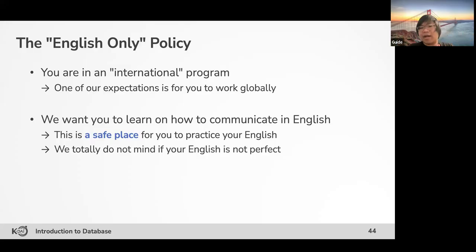So we totally do not mind if your English is not perfect at all. Speak up, okay? I encourage you to speak up as much as possible. Try it out. At least for this semester; after this semester, I believe many of you will improve your English a lot if you take this chance.